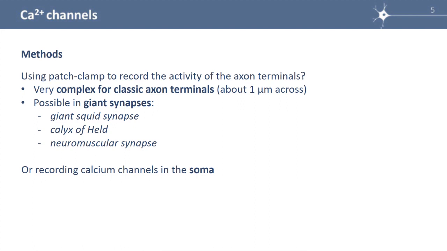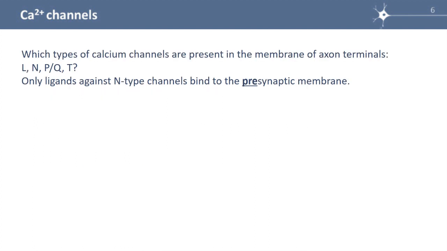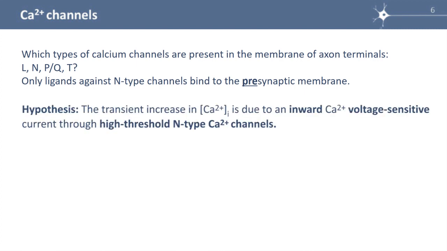We can also, as a third possibility, record calcium channels in the soma, because the somatic membrane contains the same calcium channels as the presynaptic terminals, and this is usually what we do in the brain. So we know that there are many, but we can say at least 5 types of calcium channels that were called L, N, P, Q, and T. Now they are named CaV for voltage-gated calcium channels, and then they have a number after, which can be 1, 2, etc.